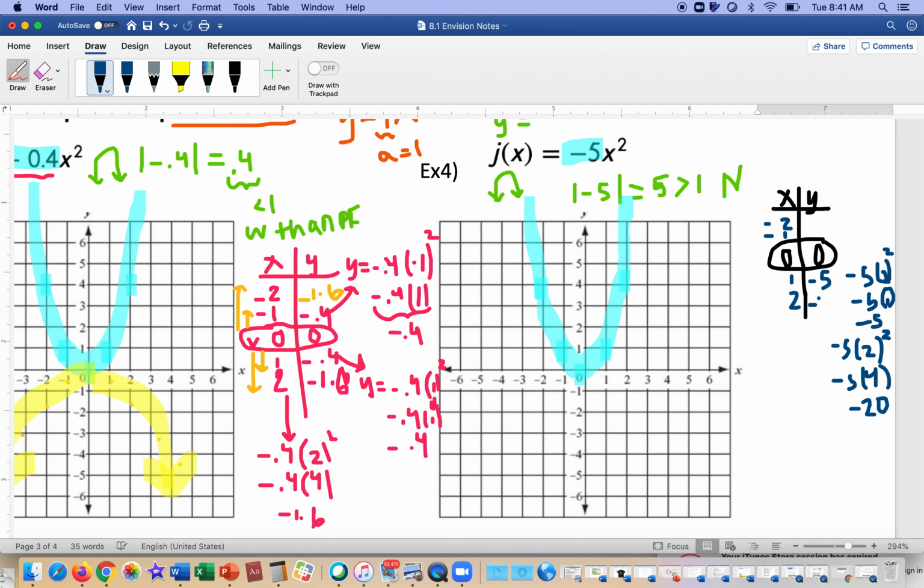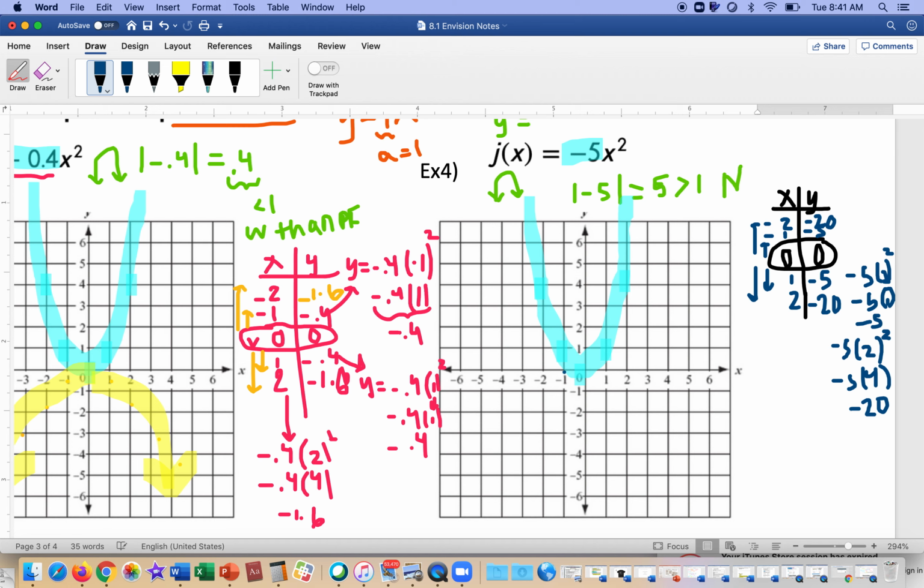So we get negative 20. Again, doing our equidistance trick, if I know 1 is 1 unit to the right and negative 1 is 1 unit to the left, I know my y values are going to be the same. So that saves you a little time. You can plug in negative 1, right? Negative 1 in parentheses squared is 1 times negative 5 is negative 5. If 2 is 2 units to the right and negative 2 is 2 units to the left, we know the y values are the same, negative 20.